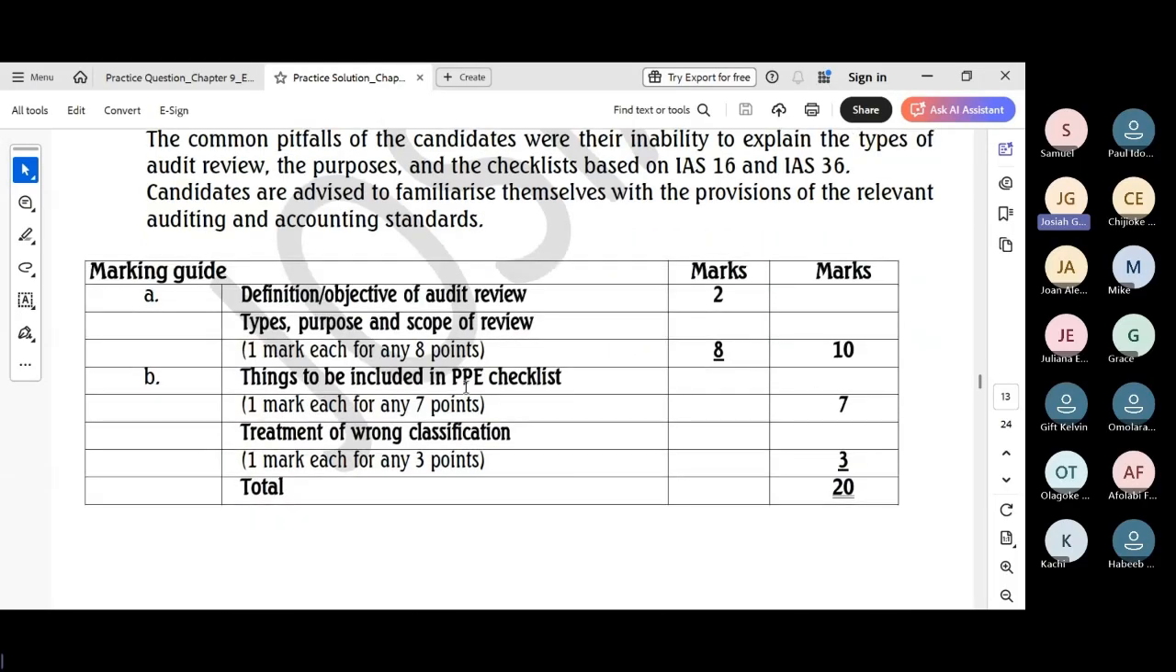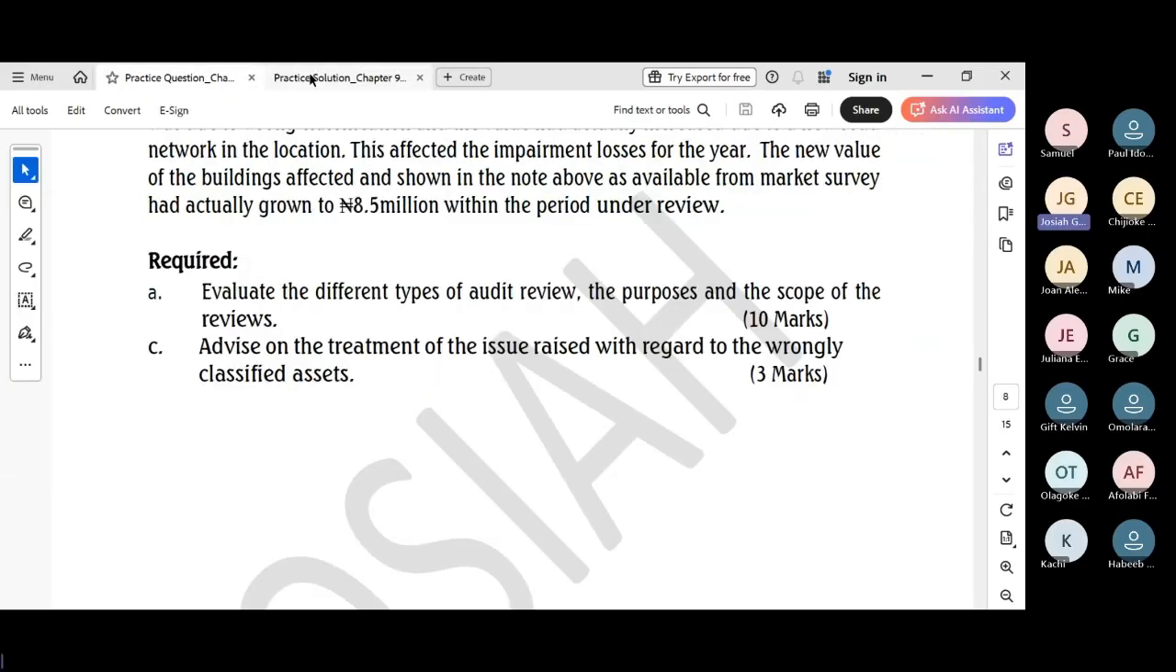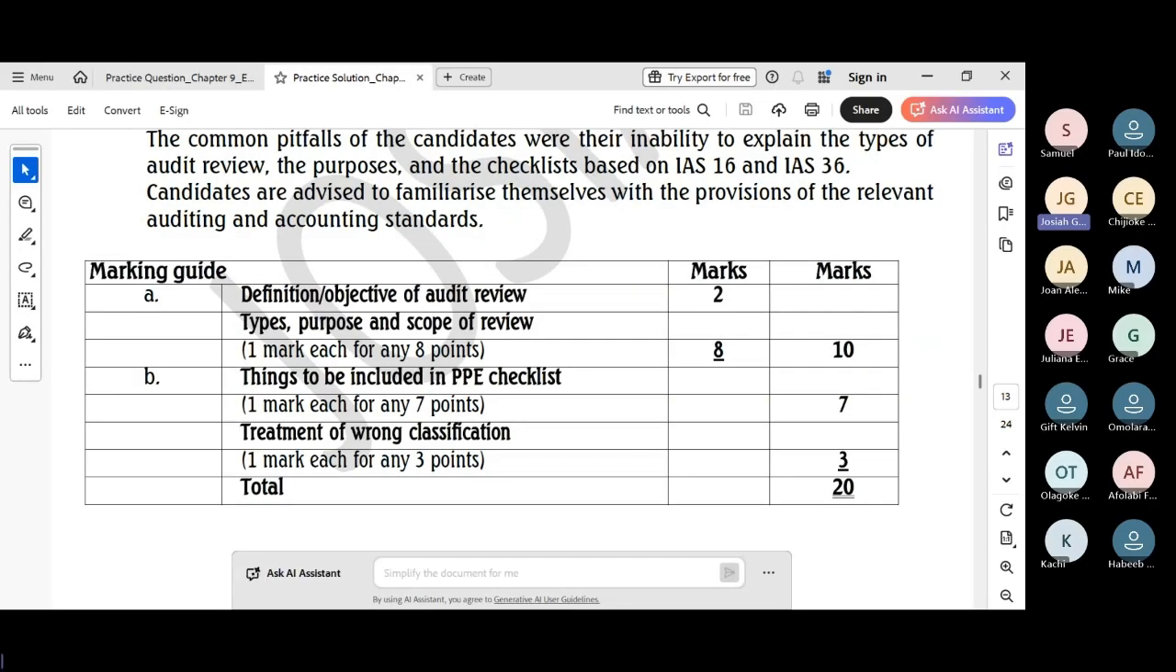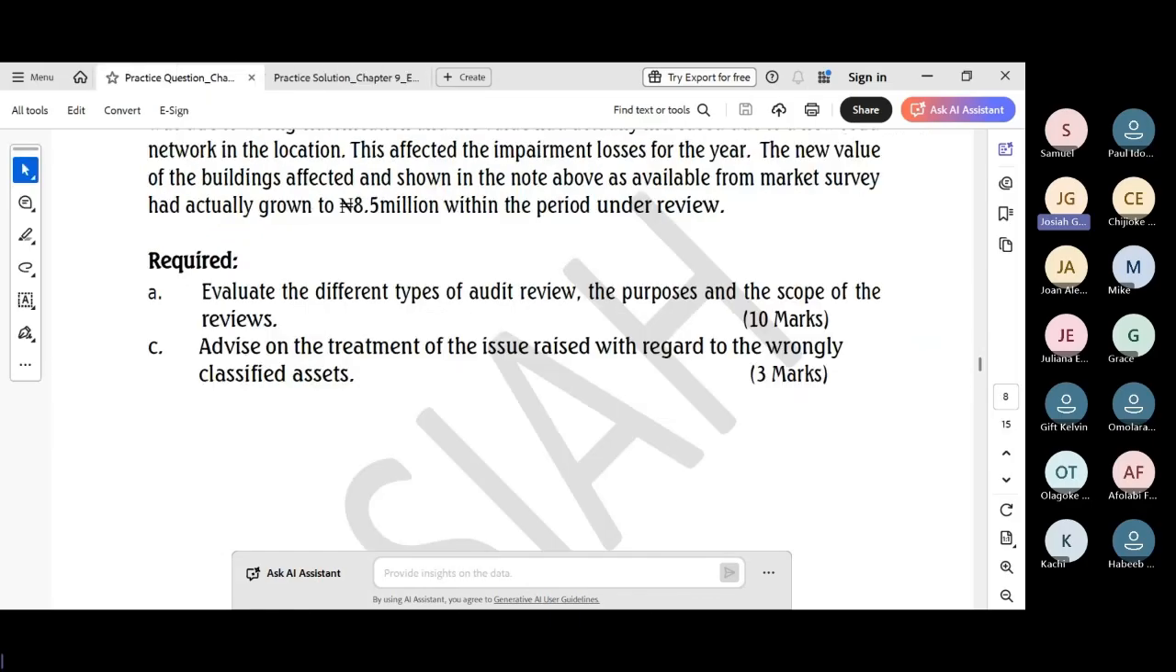Okay, so let's share some thoughts on this marking guide and some of these reviews and what they look like. We are asked to advise. We're asked to evaluate in number 1, and in number 3, the C part, we are asked to advise. So in advising or in evaluating, let's start with evaluation, the 2A part. Evaluate the different types of the audit review, the purpose and the scope.